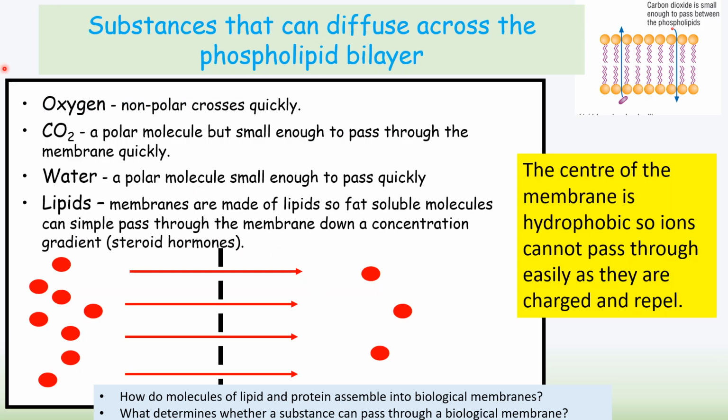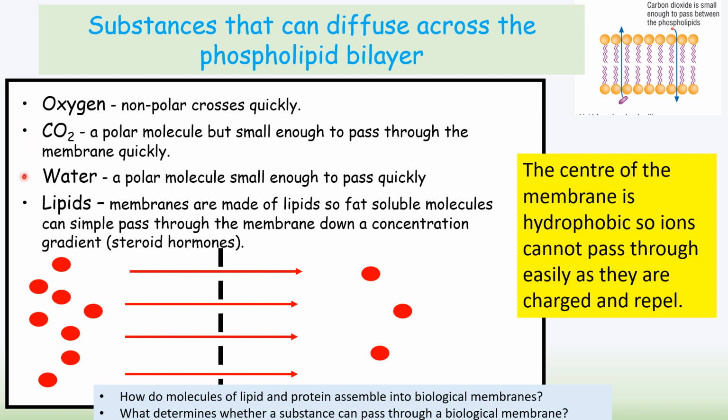So what substances can do simple diffusion? Well, the first substance is oxygen. Oxygen is non-polar, so it's not affected by the hydrophobic nature of the phospholipid tails. It needs to be able to diffuse straight across the membrane, because otherwise we would struggle getting oxygen into our cells. Likewise, carbon dioxide. Now, carbon dioxide is slightly polar, but it is small enough to pass through the membranes quickly. So again, I always think if you remember that those two molecules are essential for life, then those two molecules can diffuse through and must diffuse through quickly.